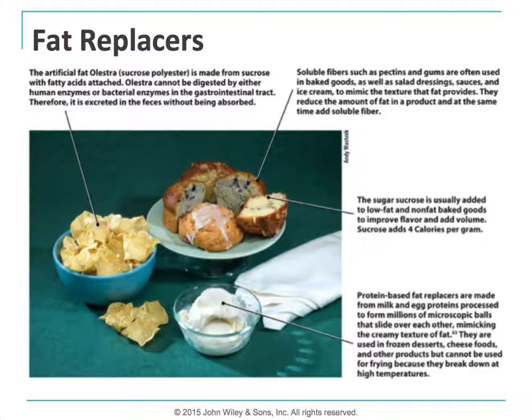Fat replacers. There once upon a time was an artificial fat called Olestra, which was a sucrose polyester. Sounds great. Olestra was made from sucrose with fatty acids attached, and it can't be digested by either human enzymes or bacterial enzymes in the gastrointestinal tract. Therefore, it's excreted in the feces without being absorbed. Now, you might not have heard of Olestra. It's not really on the market anymore because it was very unpopular.